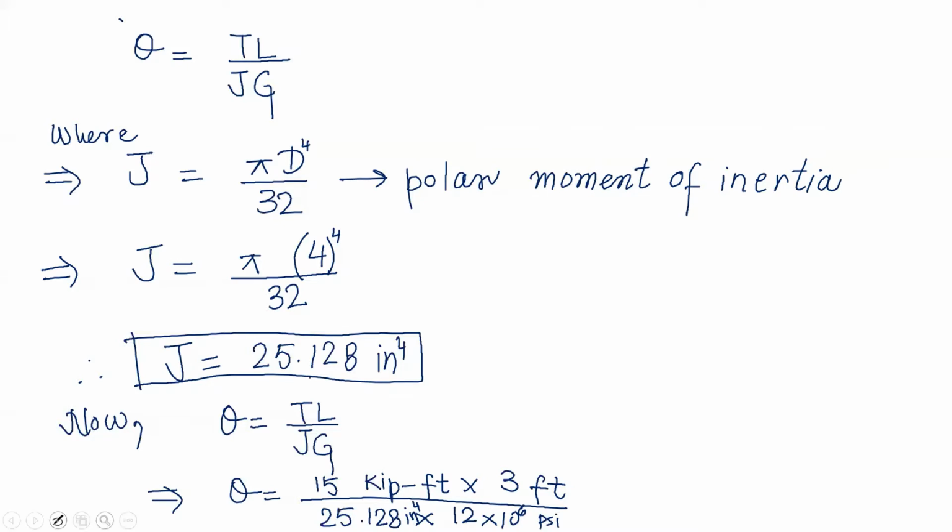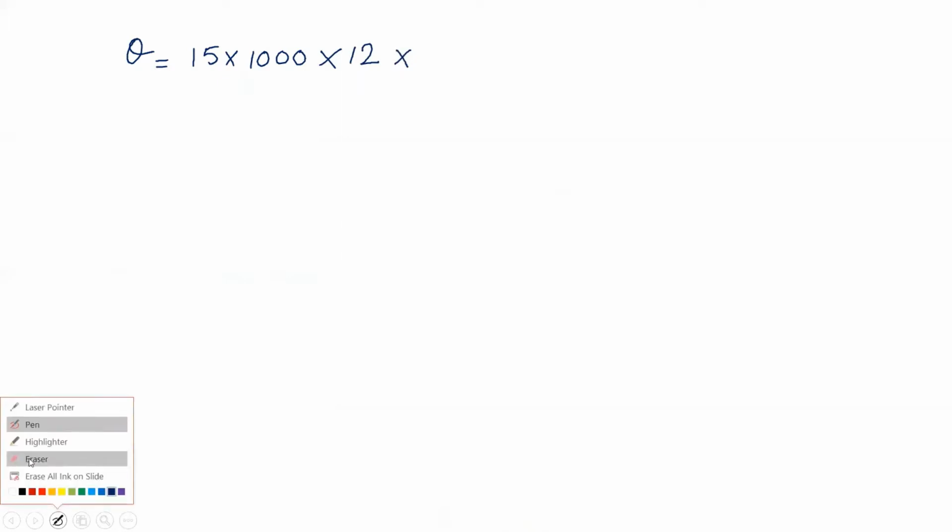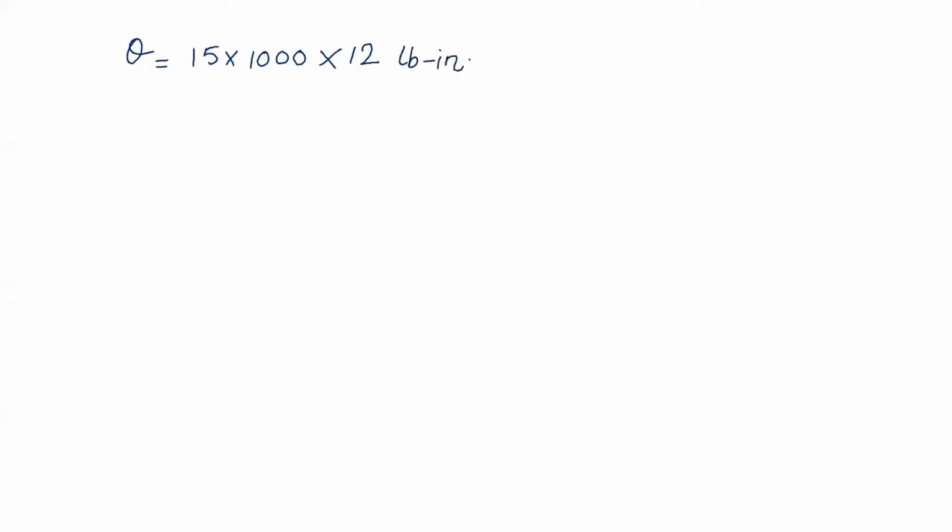Let's move to the next slide. That is theta equals 15 into 1000 into 12 into 3. But before that, I want to tell you about the unit. What will be its unit? The unit will be pound-inches. It will be converted into it, and the length is 3 into 12, so it will also be in inches.